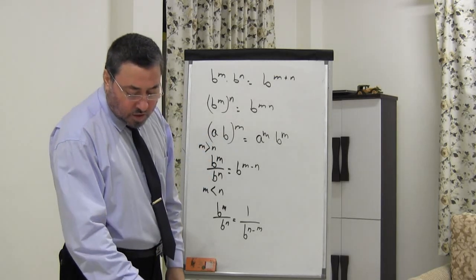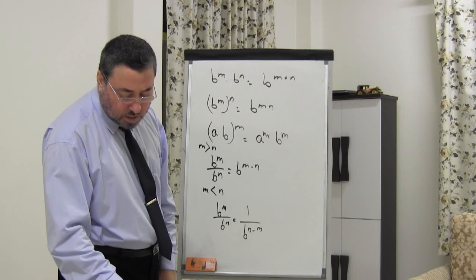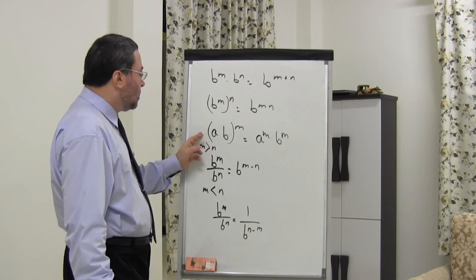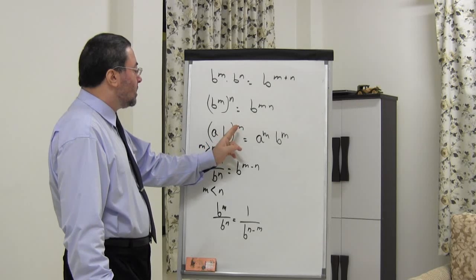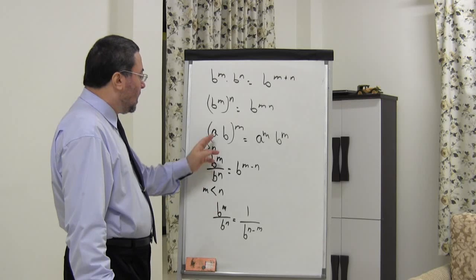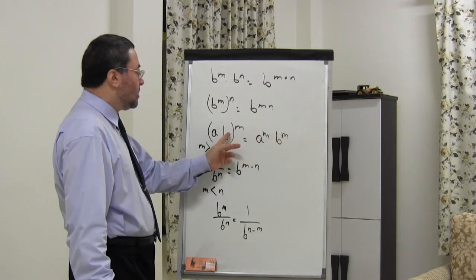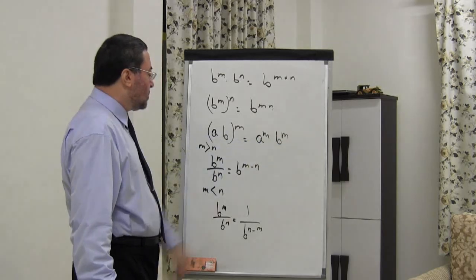On page 205, power of a product, for all real numbers a and b and all positive integers m, this is the rule. Here we are distributing the power over the numbers inside the parentheses. And so we are going to have a raised to m and b raised to m. If we have c here, c will also be raised to m.